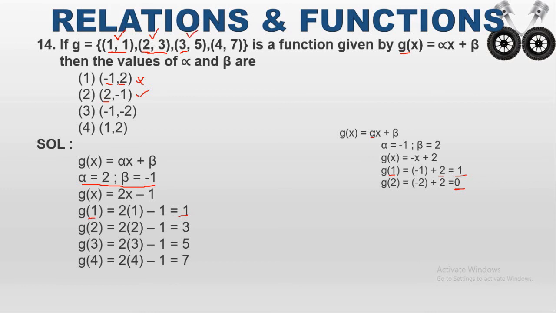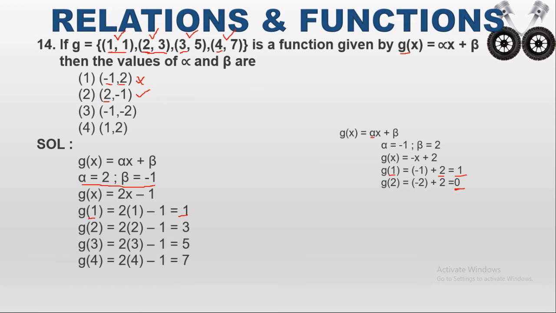Then what is the fourth order pair? Input is a 4. So g of 4 equal to 2 into 4 minus 1. So that is 8 minus 1. 8 minus 1 is a 7. So whenever I give input 4, the output is a 7. So the fourth order pair is also true.